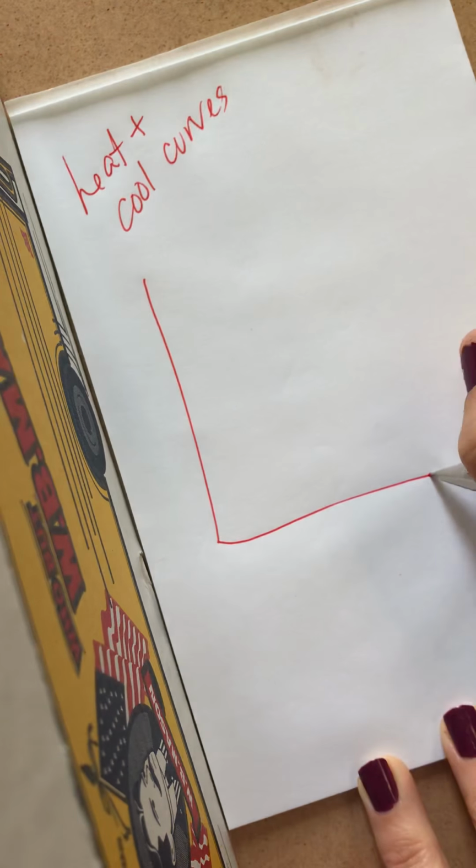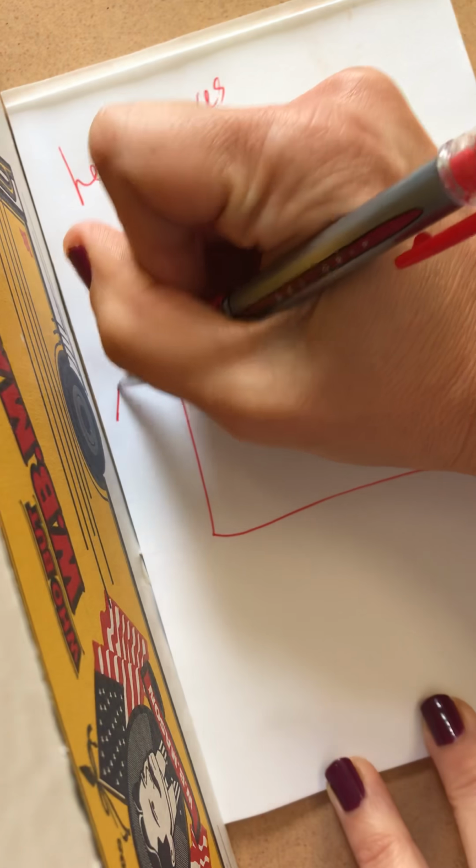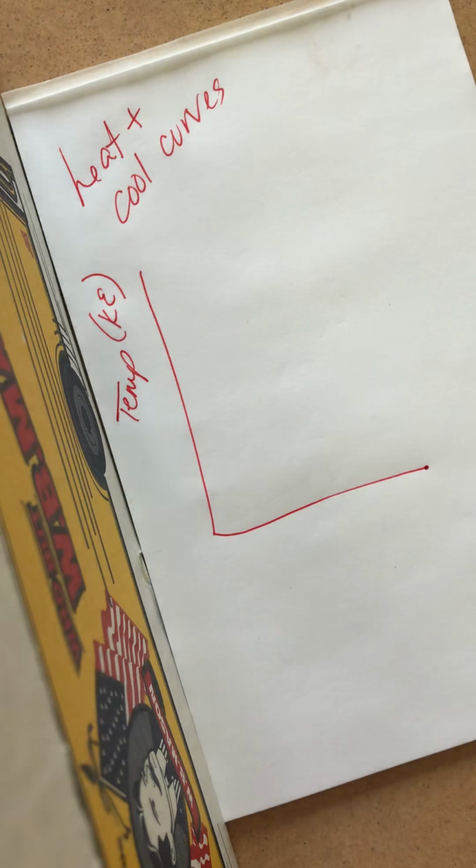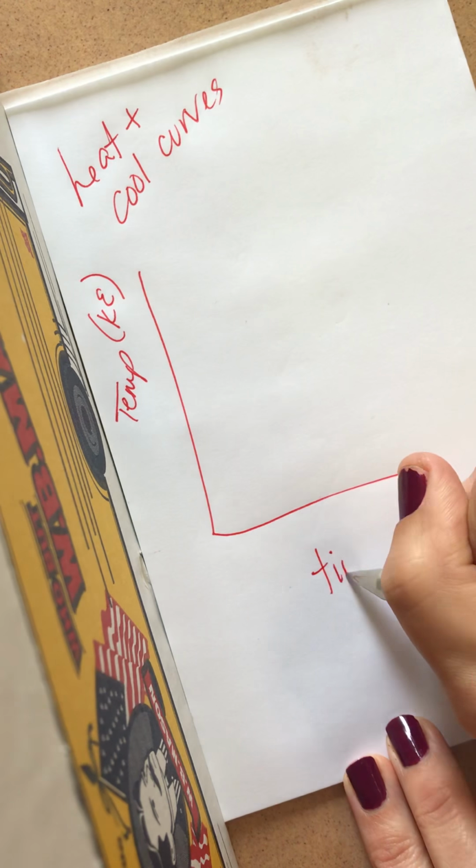Today's video is going to be about heating and cooling curves. If this is my graph, over here it's showing the temperature, which is a measure of the kinetic energy, and this is over time.